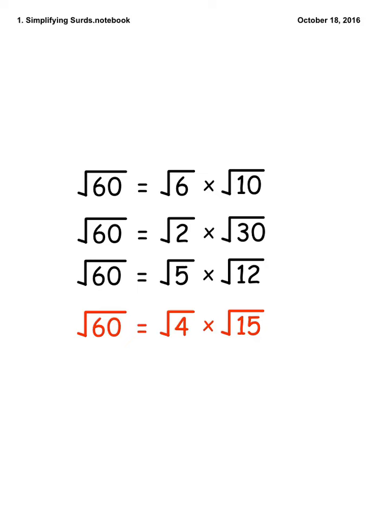Surds are easily broken up into their component parts. Here are 4 different ways of breaking up the square root of 60. So 60 is 6 times 10. It could be 2 times 30. It could also be written as 5 times 12. And at the bottom here, 4 times 15. Now today we're going to be looking at the bottom example there. The square root of 60 written as square root of 4 times square root of 15, because the number 4 is a square number, and that allows us to simplify the square root of 60.